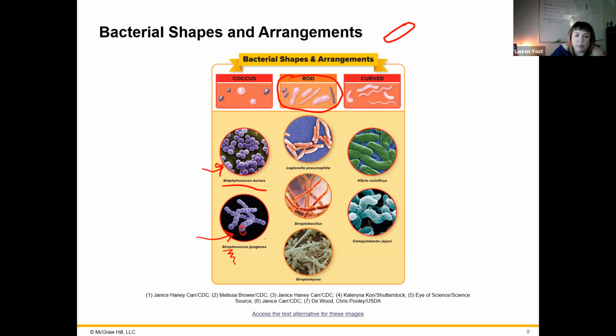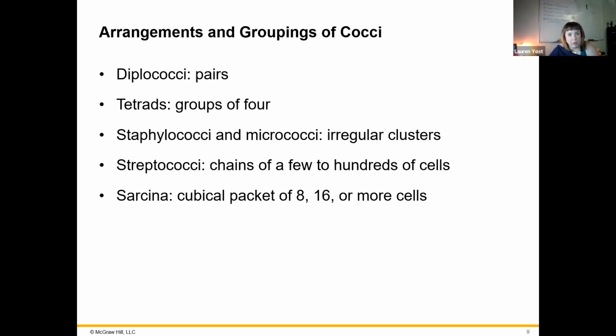And then we have the examples of the rods and the curved ones. So the Vibrio is the comma. Campylobacter has a spiral shape to it, etc. There's different ways that the cells can be arranged as well. So not just the shape of the cell, which could be a coccus for a round cell, or bacillus for a rod cell, or curved.